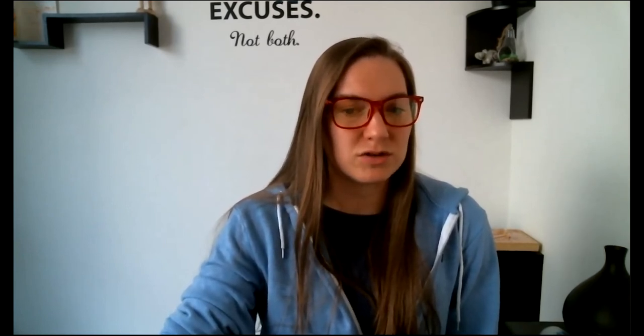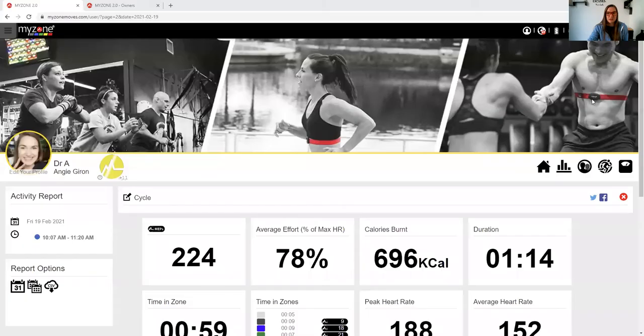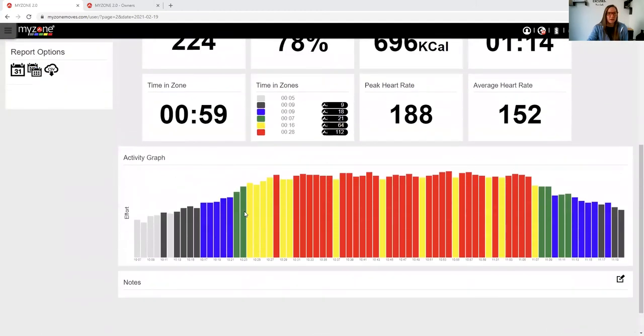So I'm going to share my screen. You can actually see on here, this is the Myzone belt. It's worn right underneath your chest. There's two electrodes on there, so that it can track your heart rate pretty accurately. And then this is the graph that you're going to get afterwards. Gray really means that you're not doing anything. So I put on this Myzone belt right at the beginning of my class, and obviously I'm not doing hardly anything. If you're in the gray your entire workout, that's an excellent indicator that you're not working very hard.